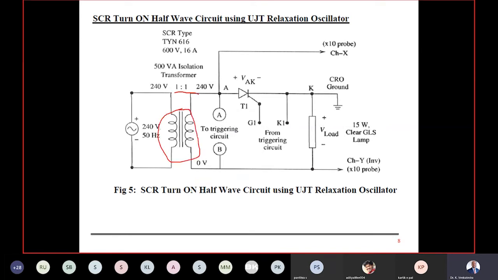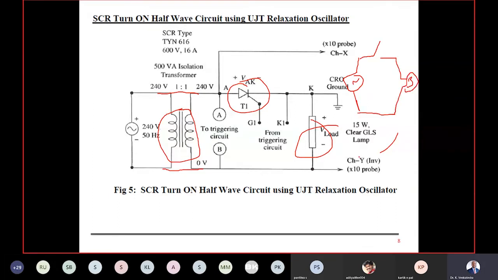Directly we give the supply to one switch and one load, nothing but a GLS lamp. So this is similar to my AC supply, then a unidirectional switch, and then maybe a bulb. I can use a bulb here. This is my simple circuit. And we know that SCR conducts only in one direction, which is unidirectional. The moment you give the gate pulse, the SCR will be turned on and then current starts flowing.